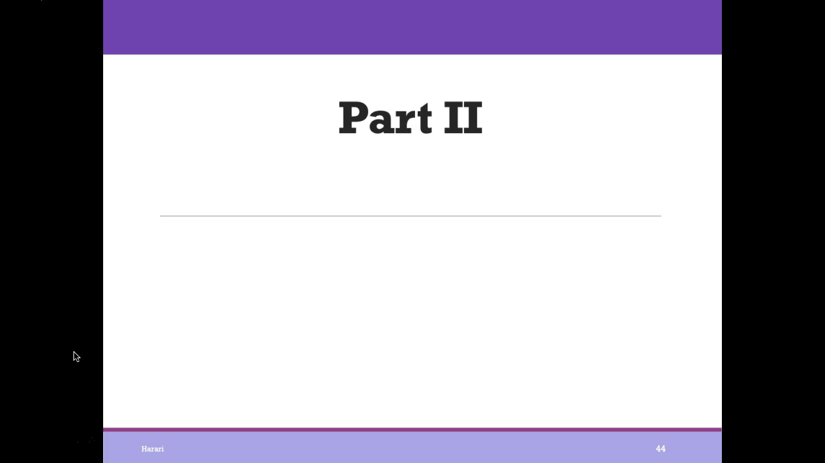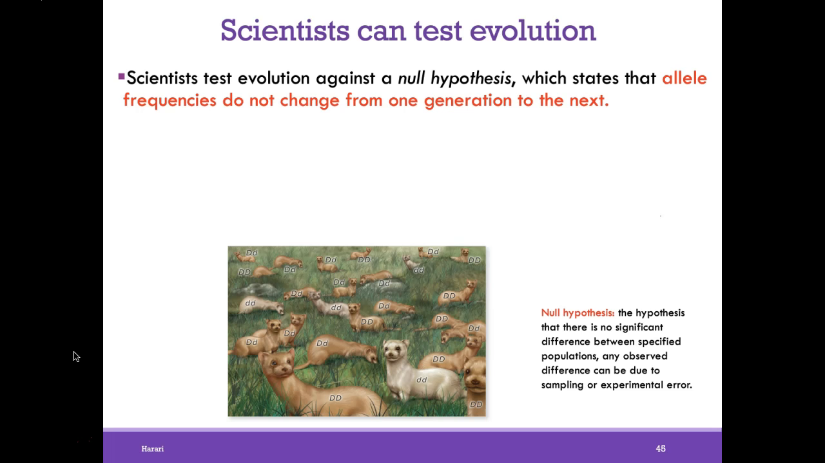So that's the end of part 1. And in part 2, we're going to discuss certain equations that we can use to see if evolution is occurring in populations. So scientists can test evolution. And we can test evolution against a null hypothesis. A null hypothesis is defined down here. You might be familiar with it from psych or other statistics courses.